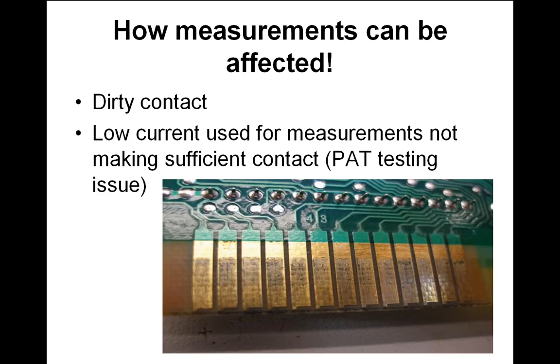Okay, how measurements can be affected. A couple of other things as well. One of them, which I'm sure you've seen at your work, is dirty contacts. Dirty contacts can affect the measurement significantly. When you put your leads on the contact, you may not get any reading at all. For example, when you measure for resistance, you may just get an open circuit, or if you try to pick up a voltage, you may not get a voltage.